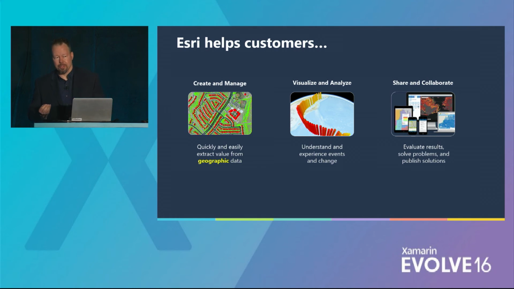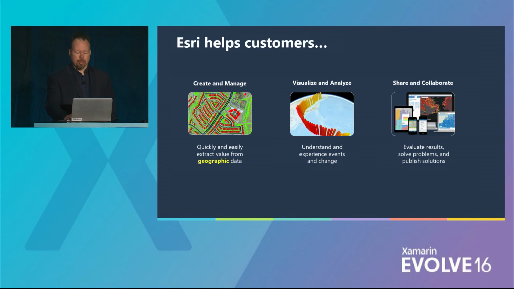But not just that, we want to be able to communicate. So we help our customers communicate these changes, these data workflows, this experience by sharing and collaborating with different capabilities that we offer as part of our product suite so that you can evaluate results. You can communicate or work with others with your geographic data. You can solve different problems and you can share those solutions, right? So that's a very general view of what Esri does to help their customers.